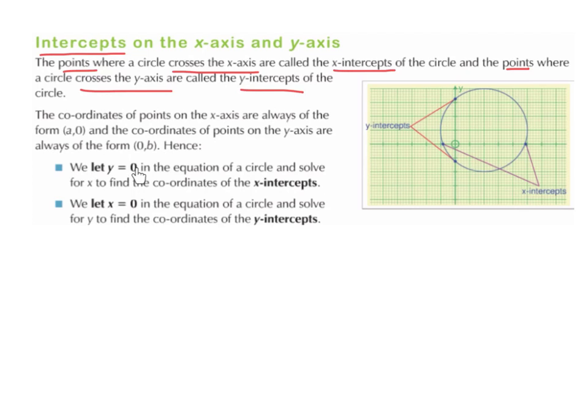Hence, we let y equal 0 in the equation of a circle to solve for x to find the coordinates of the x-intercepts. And we let x equal 0 in the equation of a circle and solve for y to find the coordinates of the y-intercepts. So if we want to find the x-intercepts, we let y equal 0, and if we want to find the y-intercepts, we let x equal 0.